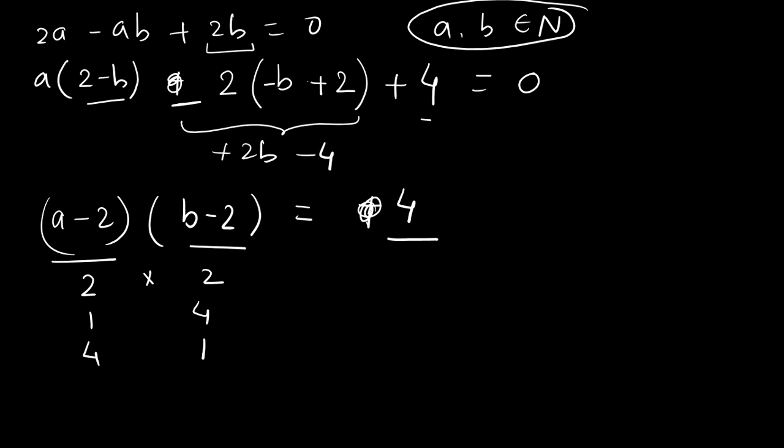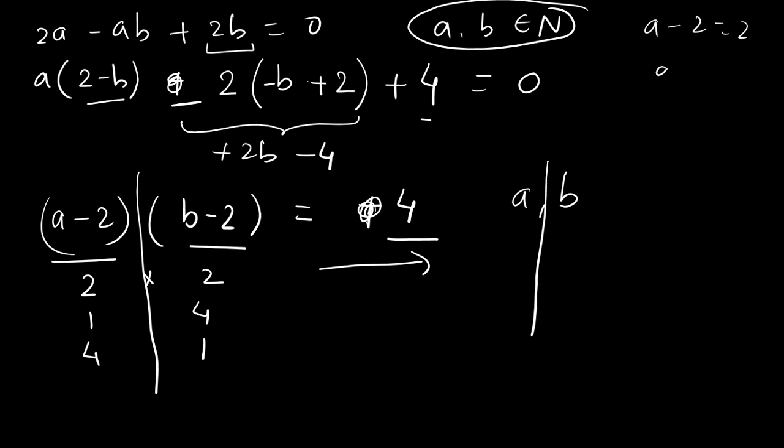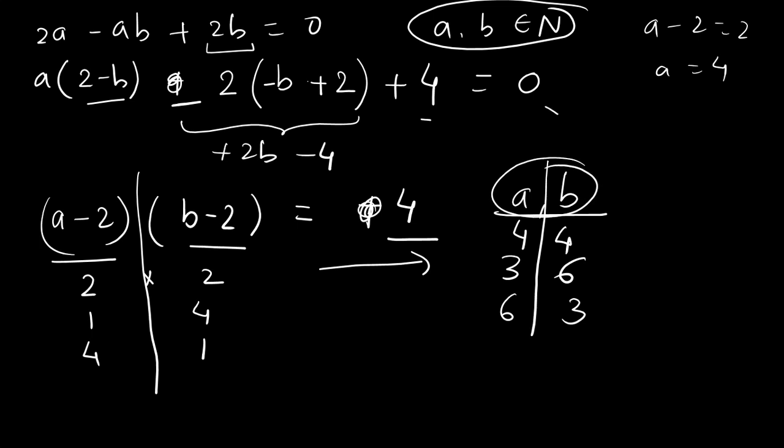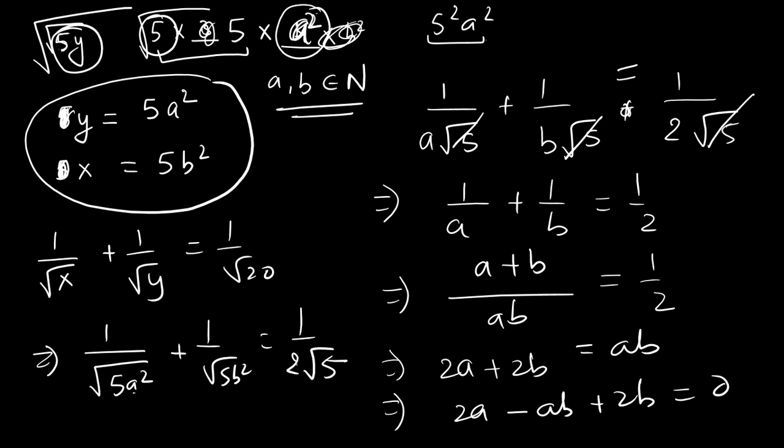So if a minus 2 is 2, then let's take a, b. For the first case, if a minus 2 is 2, then a is 4 and b is also 4, and if a minus 2 is 1, then a is 3, b minus 2 is 4, so b is 6, and here the reverse, 6 and 3. But these are a and b, we want x and y. So remember that x is 5b square, y is 5a square.